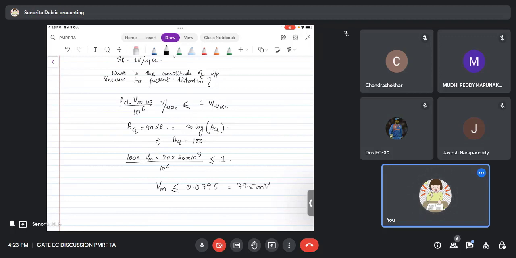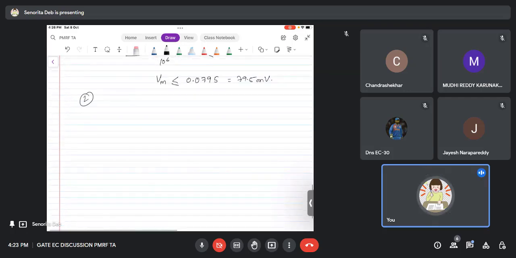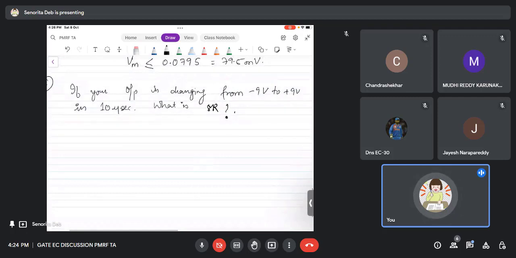Okay, so now the next question is, suppose your output is changing from minus 9 volts to plus 9 volts in, let's say, 10 microseconds, then what is your slew rate? If your output is changing from minus 9 volts to plus 9 volts in 10 microseconds, what is the slew rate? Can you tell me?